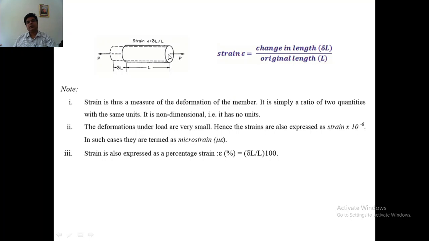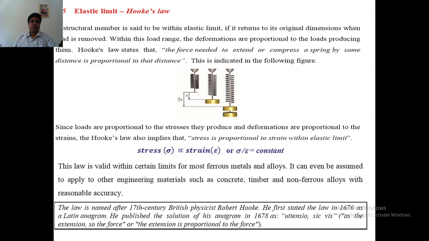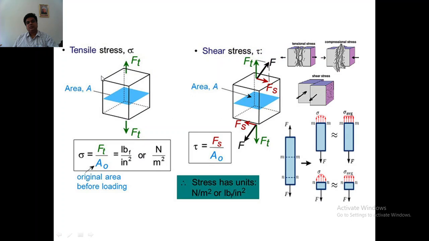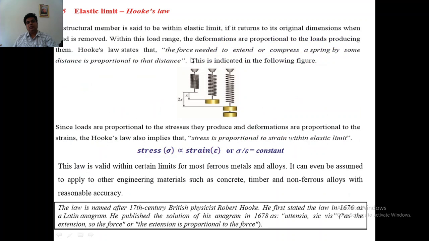And similarly, if you compare concrete or RCC with mild steel, mild steel will have more strain compared to the concrete material. Okay. So here we have elastic limit. You should understand what this is. And here also we have what is called Hooke's law. So once we have studied stress and strain, we look at what is elastic limit.